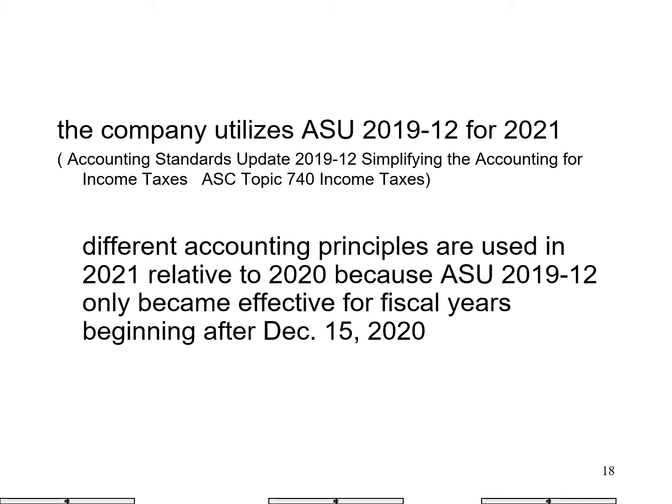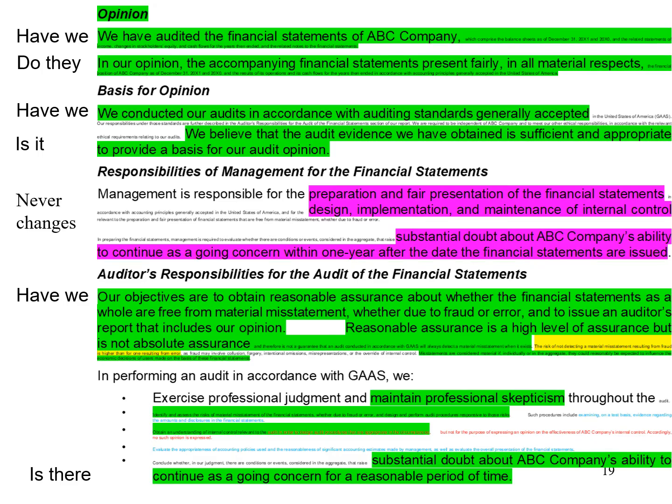One of the things that was always hard for me to get through my head is that the financial statements for 2021 comply with generally accepted accounting principles. The financial statements for 2020 comply with generally accepted accounting principles. However, the accounting principles are different in 2021 than they were in 2020. So yes, they do conform to GAAP, but GAAP changed. That was a hard concept for me to get through my head.